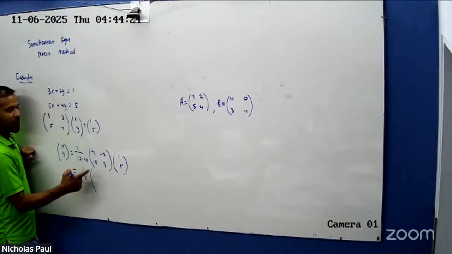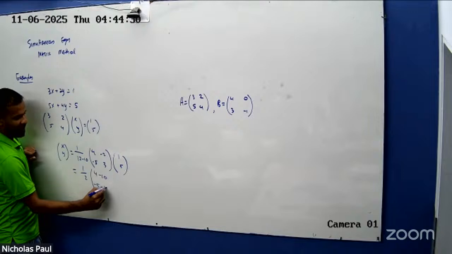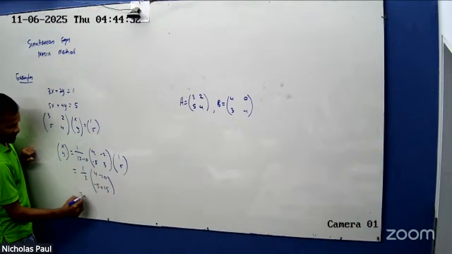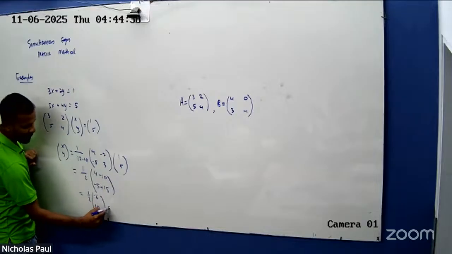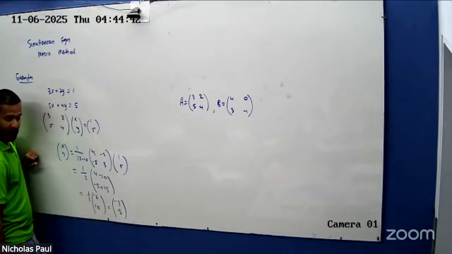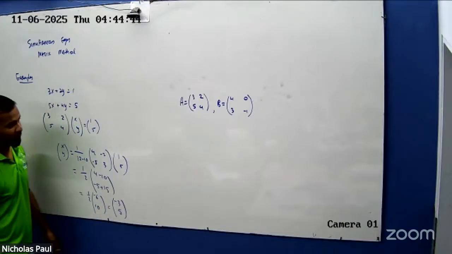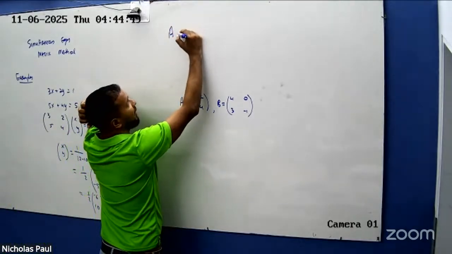I multiply again, row by column. So that's 4 minus 10, minus 5 plus 15. So I got a half of minus 6, 10. So that's minus 3 and 5. Okay, most people got that. Very good. Right, now they want us to find A by B.